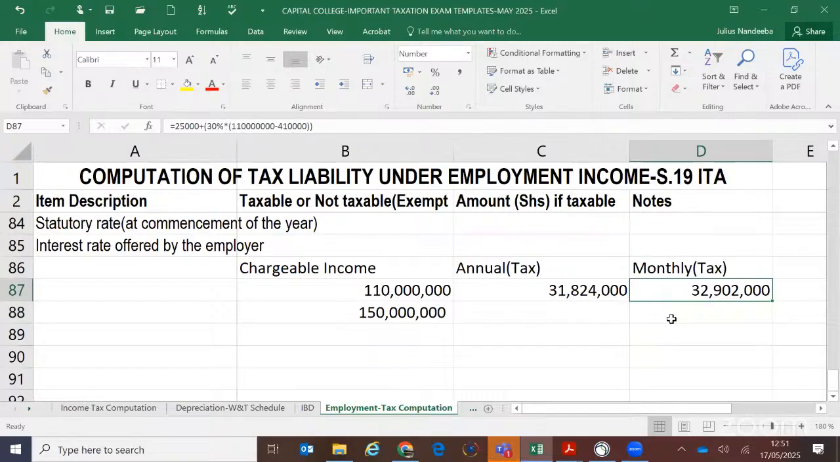So that is it. If you are calculating it on a monthly basis, it will be 25,000 plus 30% of the difference between your income and 410,000, and 10% of the amount above 10 million.